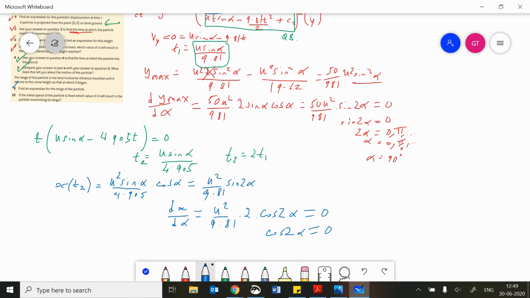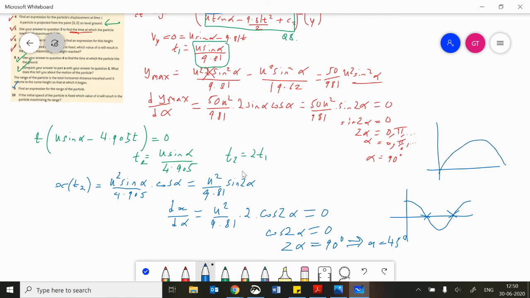Okay, now what's the answer to that? For cos of 2 alpha equal to 0, where does cos equal 0? We've got this point and this point. That's going to give us pi over 2, or 90 degrees, and 270 degrees. So 270 is going to be out of the range, which is useful for us, if we're throwing this thing originally at an angle between 0 and 90 degrees. So 2 alpha is equal to 90 degrees, or pi over 2, which means that alpha is equal to 45 degrees. So to maximize the range, we need to throw this object at 45 degrees. That's a pretty nice result.